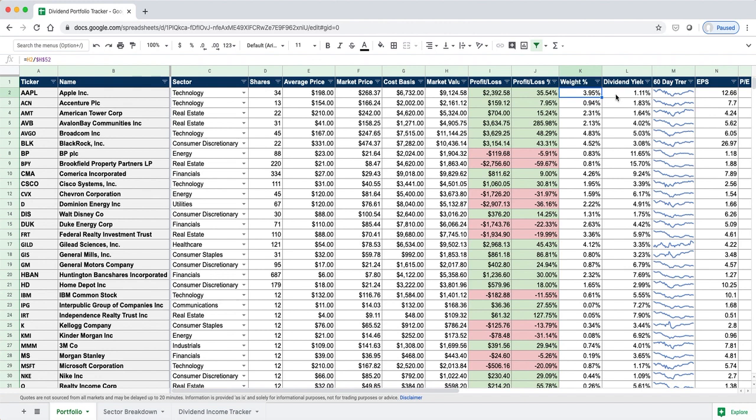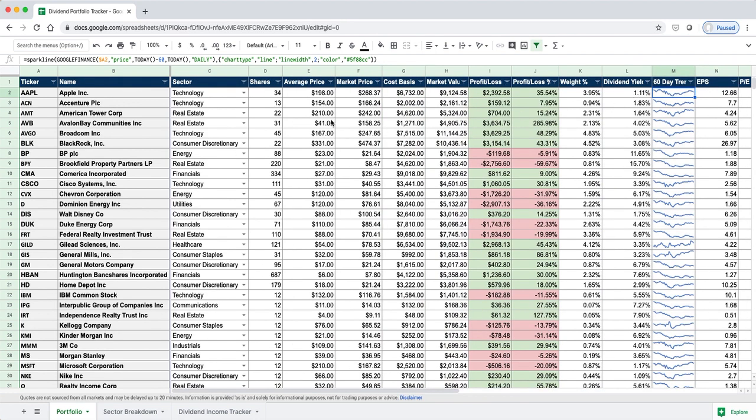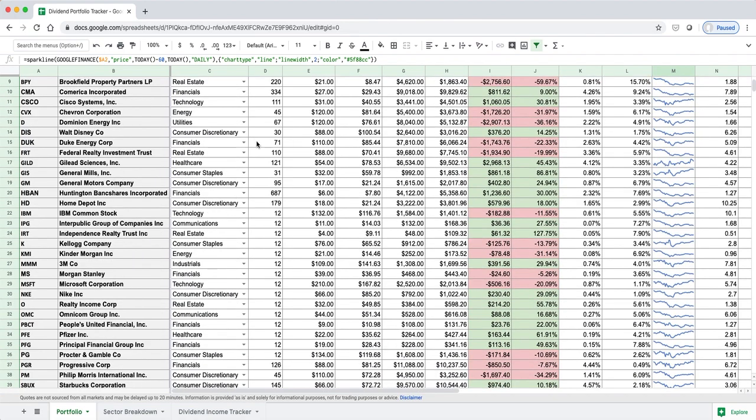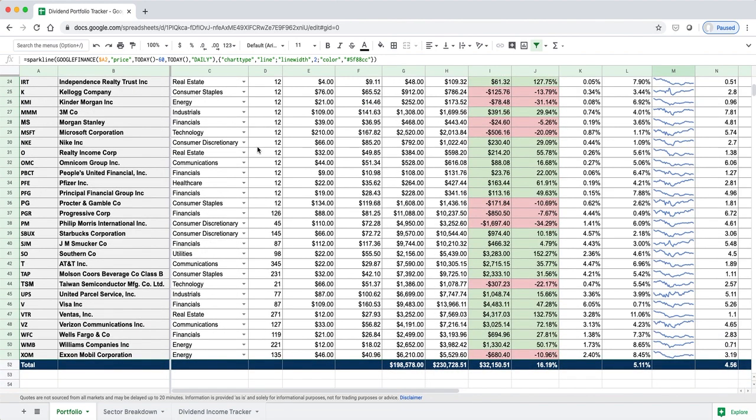Okay, then the sheet is also going out and fetching the dividend yield for us, and based on the dividend yield is as well calculating the expected annual income. As well, what we can see here, it is generating for us a 60-day trend line of the price action, as well as the EPS value and the PE ratio. I added here 50 stocks in this portfolio with some sample values, but obviously your portfolio might be smaller or bigger, so you can adjust it accordingly.